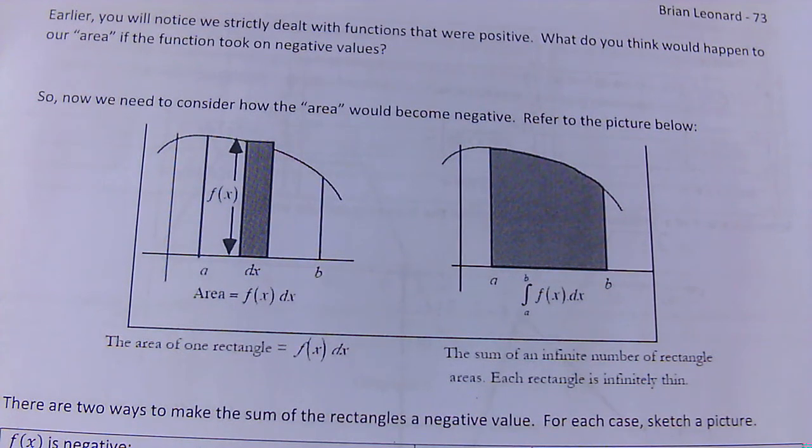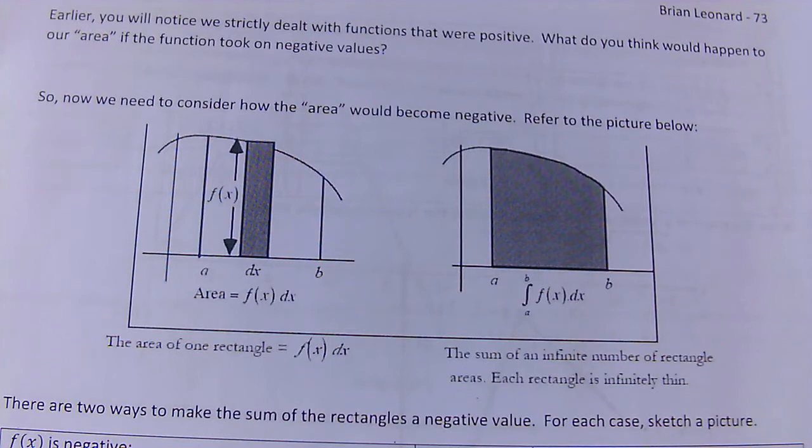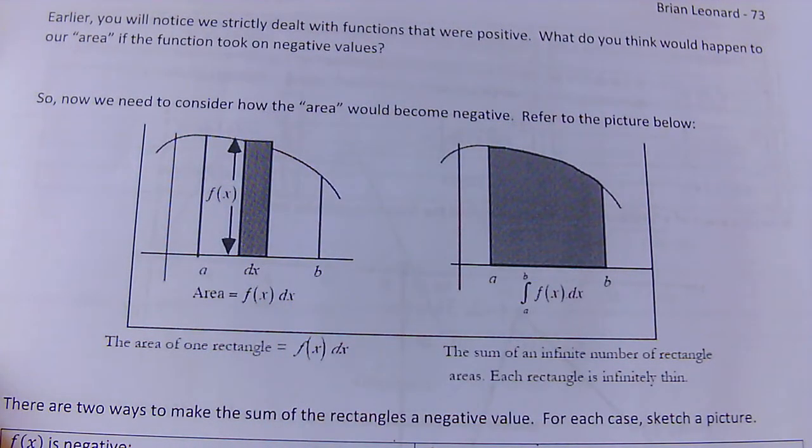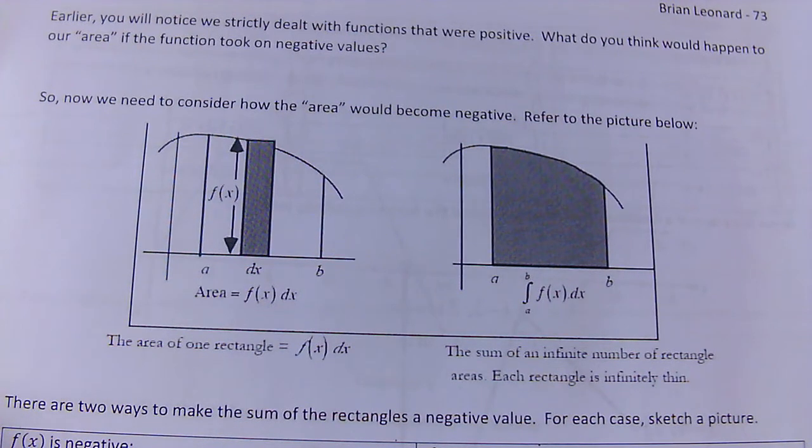Okay, earlier we dealt with functions that were positive when we found area under that curve. But is there a way for area to be negative when we calculate it? How could area be negative? We're multiplying a positive times a positive, so it's going to be positive. But there are two ways that we could actually get area that's negative.